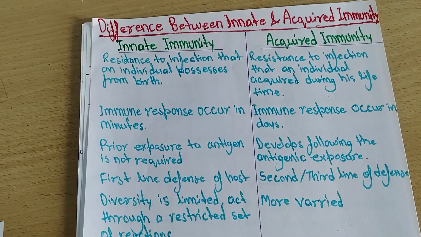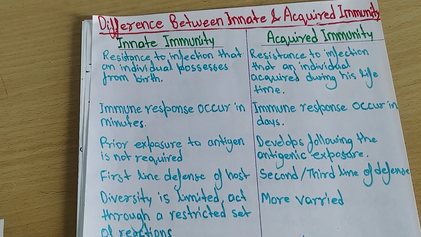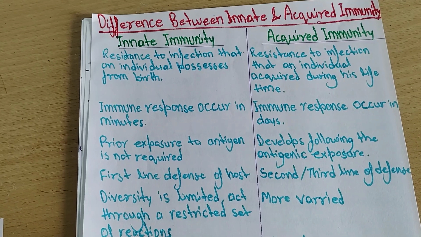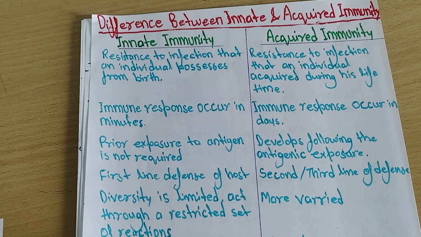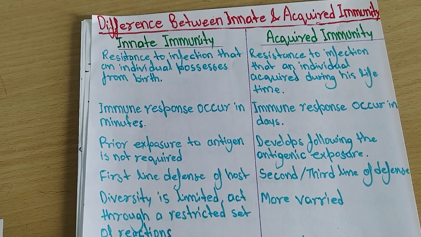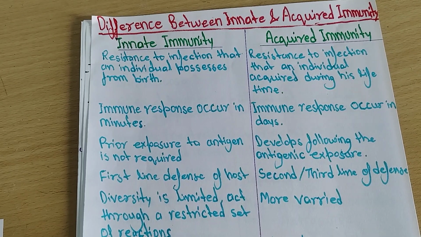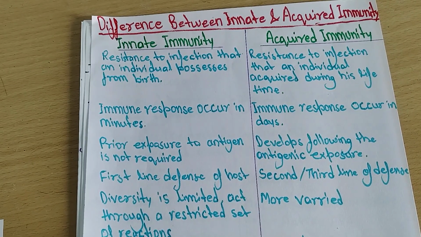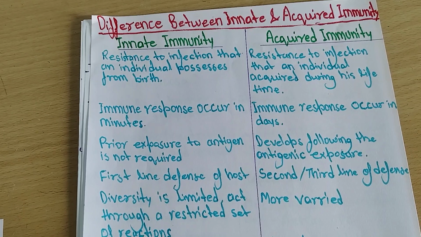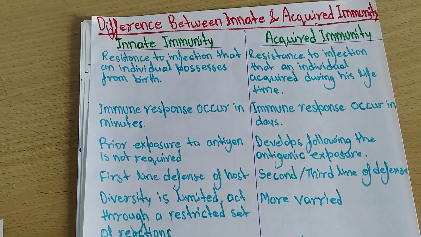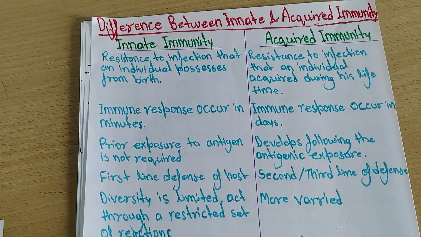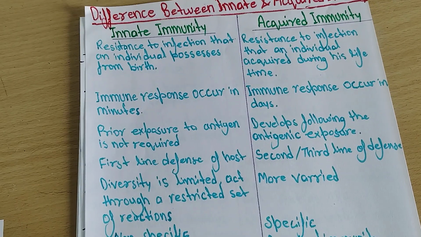Difference between innate and acquired immunity. Innate immunity is resistance to infection that an individual possesses from birth. Acquired immunity is resistance to infection that an individual acquires during his lifetime. In innate immunity, the immune response occurs in minutes. In acquired immunity, the immune response occurs in days. In innate immunity, prior exposure to antigen is not required. Acquired immunity develops following antigenic exposure.